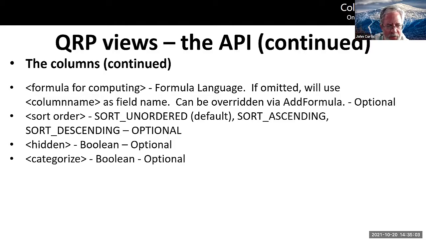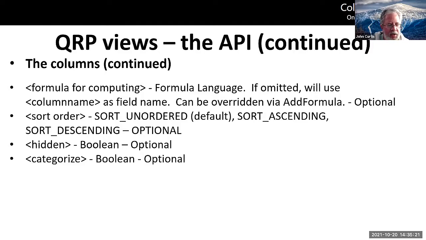Okay, sort order. There are 3 of them. Unordered, ascending, and descending. They're also optional. Sort unordered is the default, of course, saying you don't want to sort this thing. Sort ascending, sort descending are, you know what those mean. They're essentially the same order you always had with Domino.